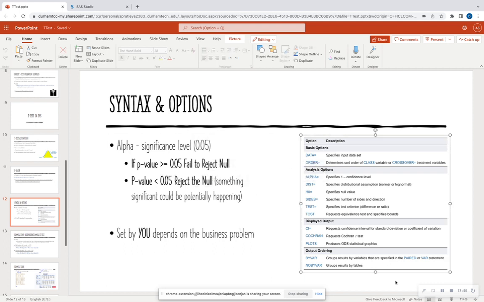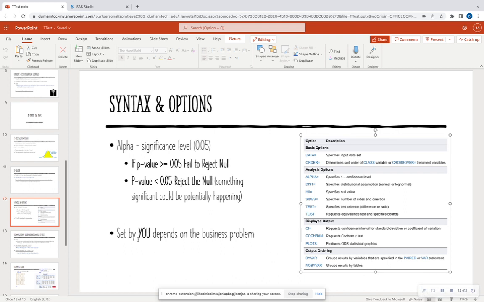Here we have a list of options in SAS where you can specify the alpha level. You can specify the null value if needed. You can also request to display confidence intervals. All of these things are options that you can add to your t-test procedure that I highly recommend you look up as well.